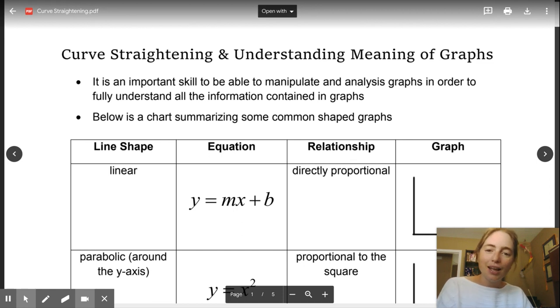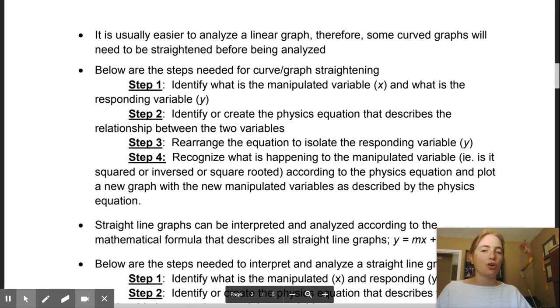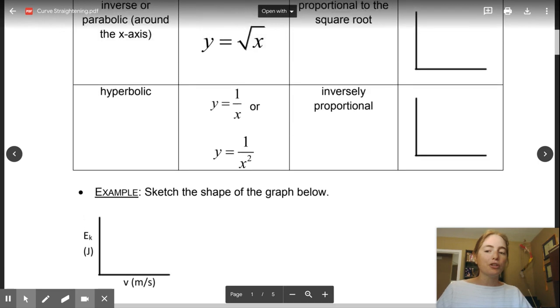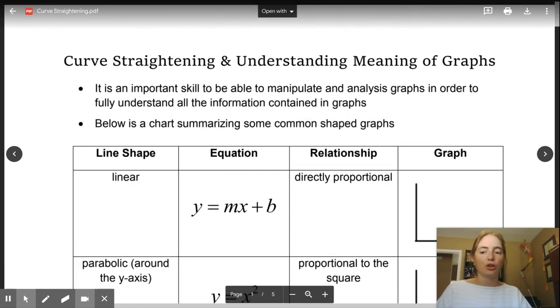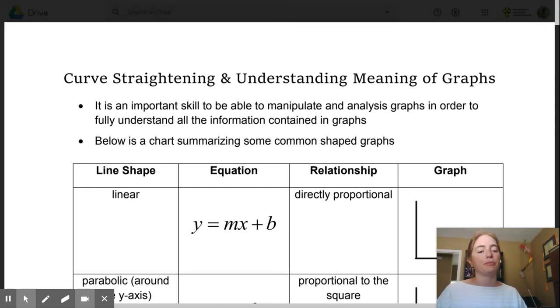For the video today, we are going to go through just a part of these notes. When you scroll through these notes, you see there's a whole section on graphs and then a section on curve straightening and analyzing of linear graphs. In today's video we are going to look at this first page, and then from there go right into momentum and impulse.